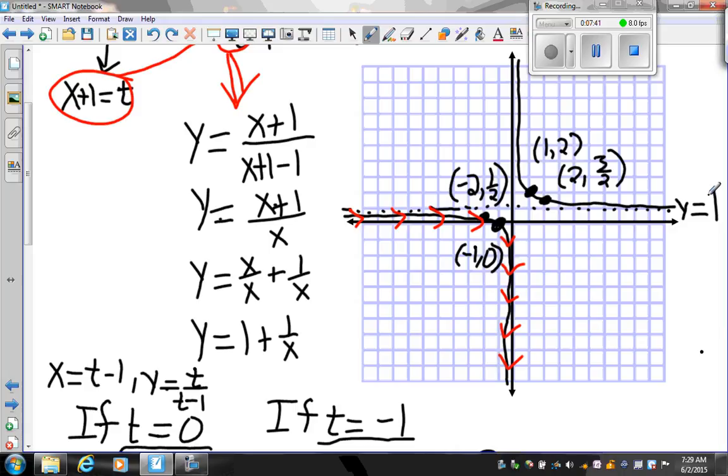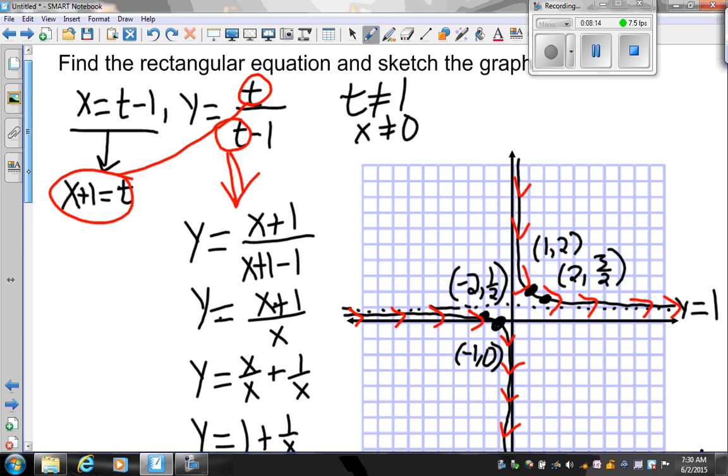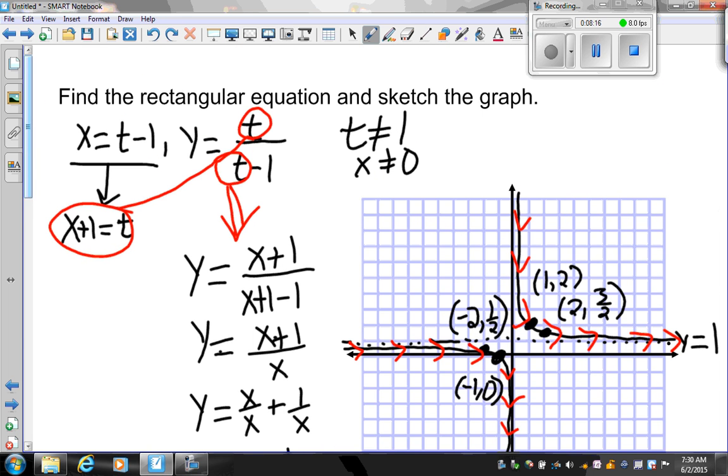Again, we indicate the orientation from smaller t to larger t. The smaller t gave us the 1 comma 2. That was where t is equal to 2. The larger t is t equals 3, which gives us the point 2, 3/2. So again, using a different color for this graph for orientation, we're moving down the graph in that direction. So here we have a graph. It's a plane curve with orientation, which is defined by the parametric equations x equals t minus 1, y equals t over t minus 1.